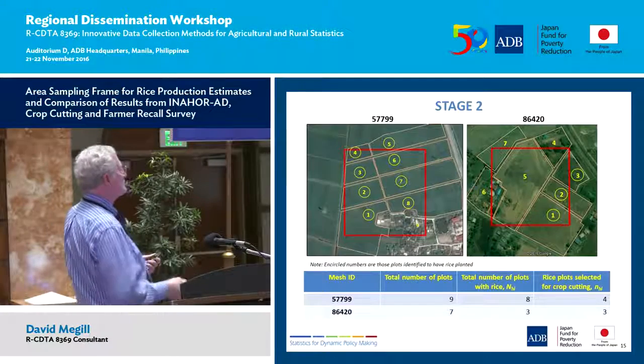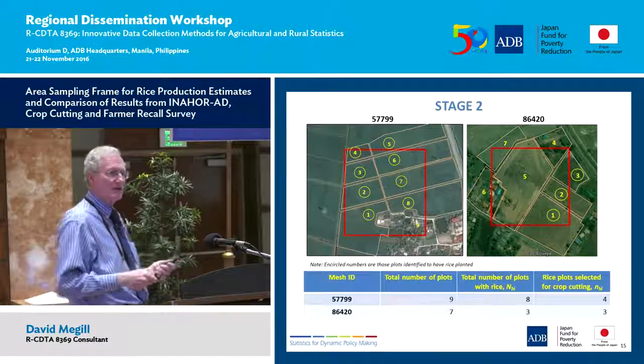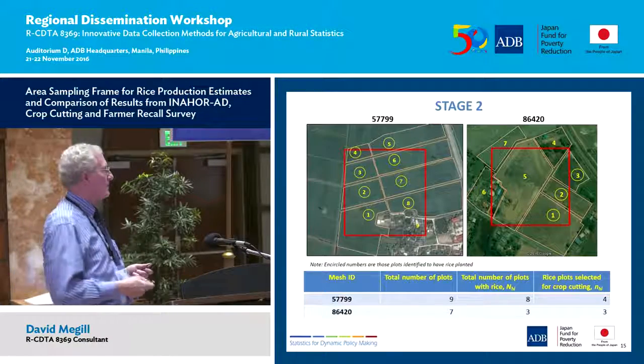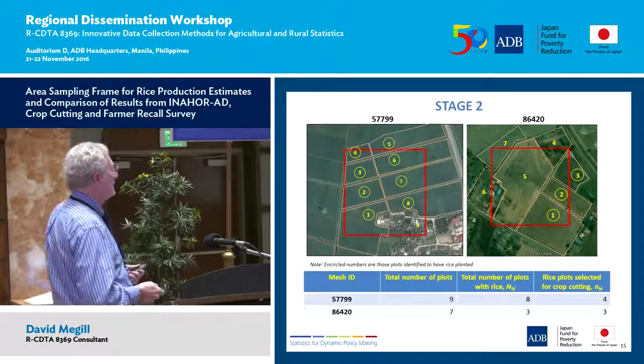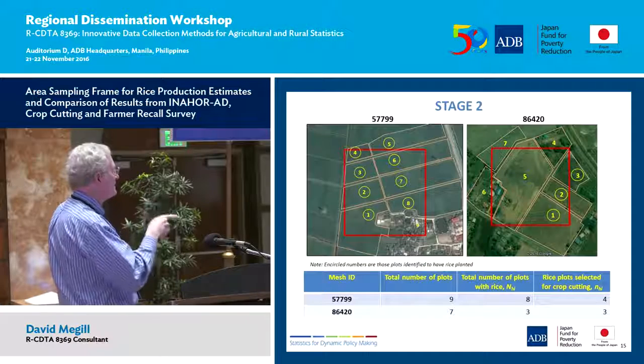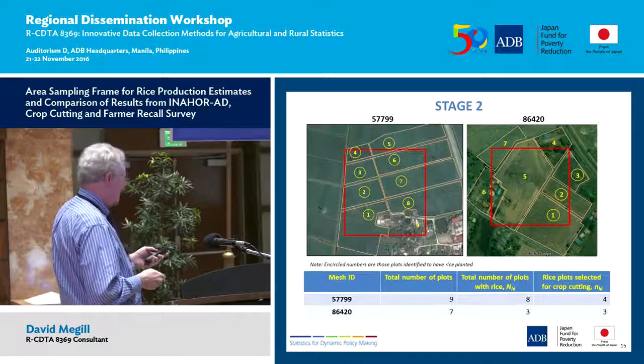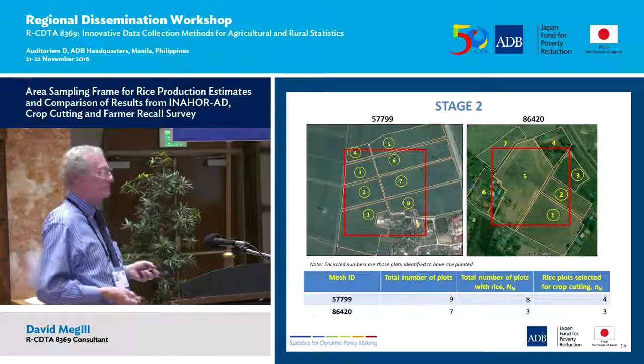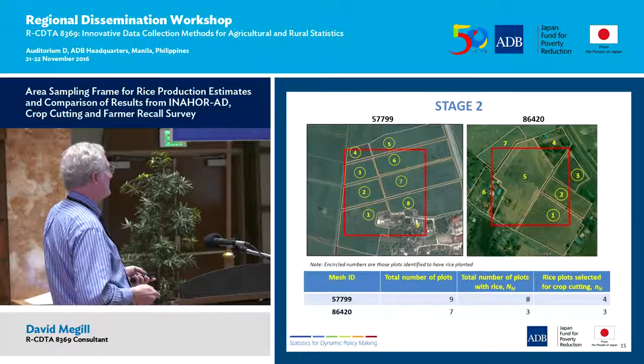And this is the sample plot that was measured. The full area of the plot was measured, as well as the area inside the mesh and the area of rice inside the plot. And we'll see how that was used later in the estimation.